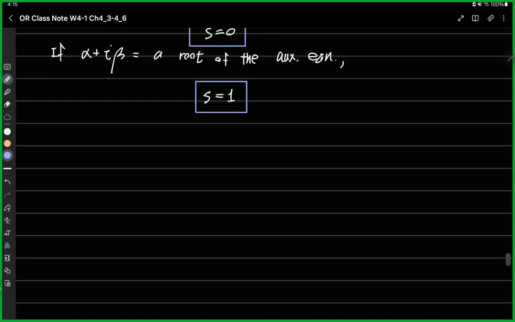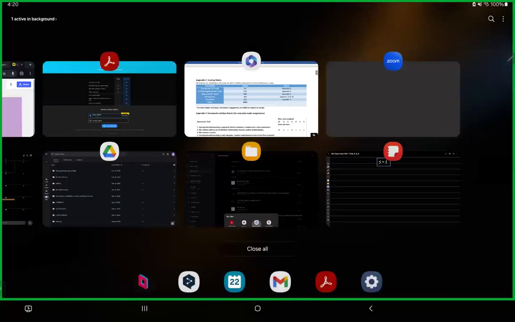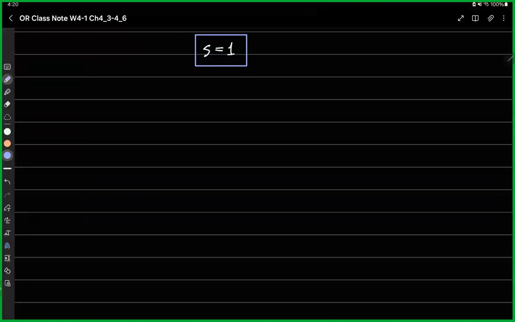So let's see an example. Let me choose a simple one. Example: y second derivative plus 4y is equal to 16t times sine 2t. Let's see.